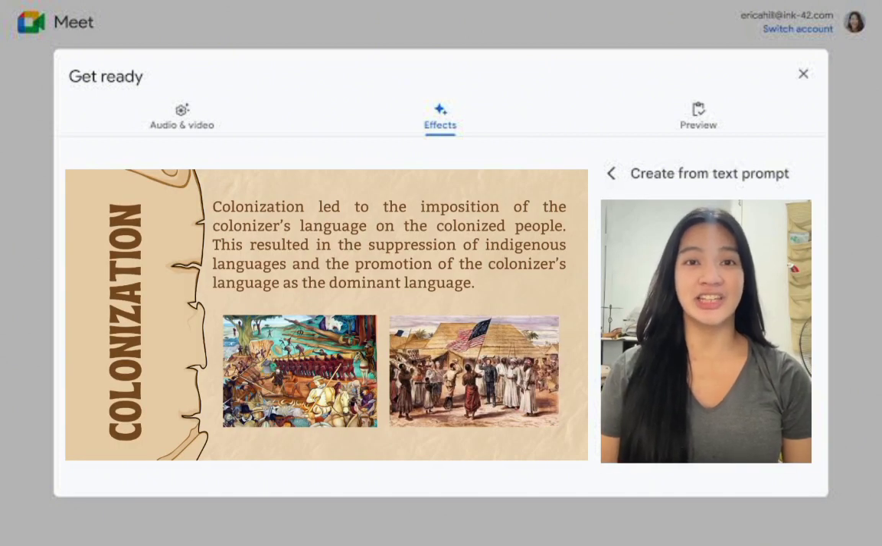Colonization led to the imposition of the colonizer's language on the colonized people. This resulted in the suppression of indigenous languages and the promotion of the colonizer's language as a dominant language.